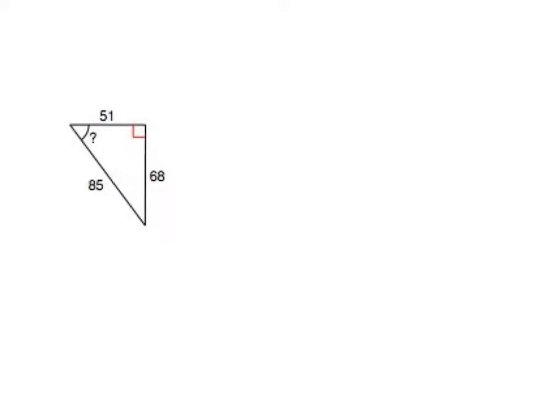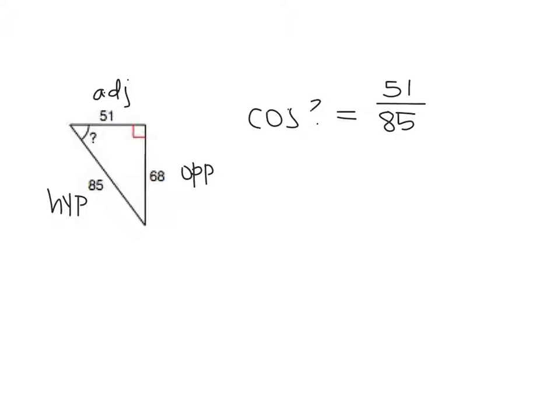In our last example, we're given all three of our sides. So it doesn't matter which trig ratio we use. We're given our opposite side, we're given our adjacent side, and we're given the hypotenuse. So I can use sine, cosine, or tangent to solve for that missing angle. We haven't done an example with cosine yet, so I'm going to use cosine. So cosine of our missing angle is going to equal the adjacent side 51 over the hypotenuse 85.